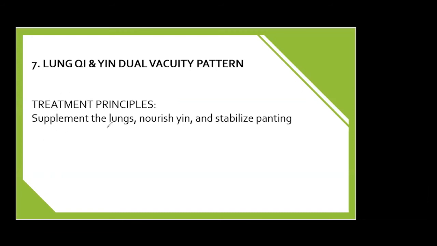For the treatment principle, certainly we need to tonify the lung, nourish yin, and stop asthma. For the formula, we use Bu Fei Tang modified. Bu is tonify, Fei is the lung, Tang is decoction. We're pretty familiar with Tang already. Jia Jian means modified: Jia is adding some ingredients, Jian is removing some ingredients. Generally, that's the formula we use for the lung qi and lung yin deficiency pattern.